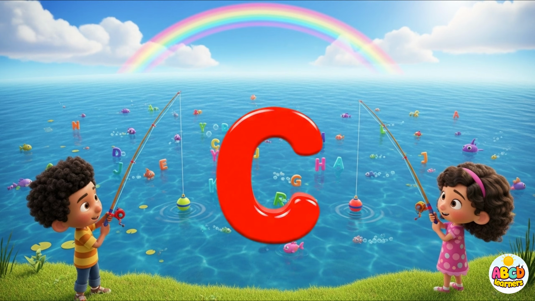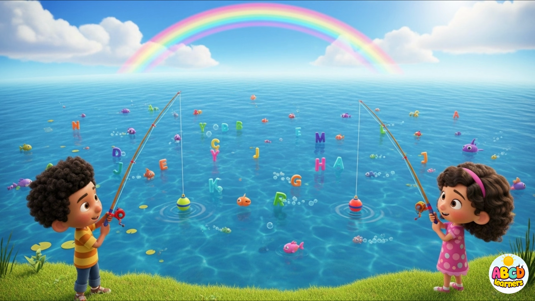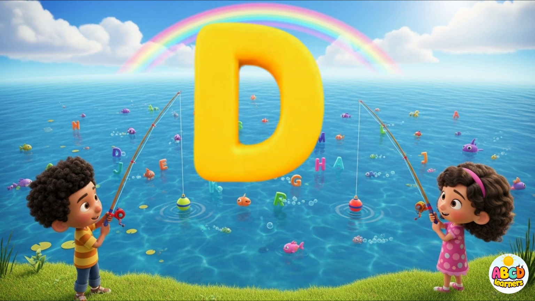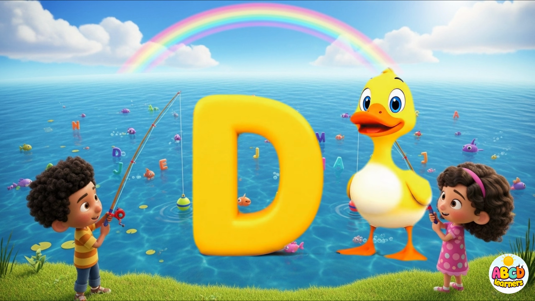Look, here comes the letter C. It says k-k. C is for cardinal. Look, here comes the letter D. It says da-da. D is for duck.